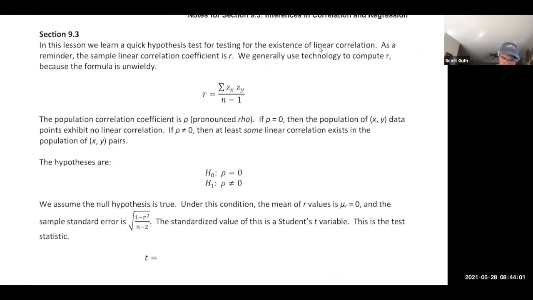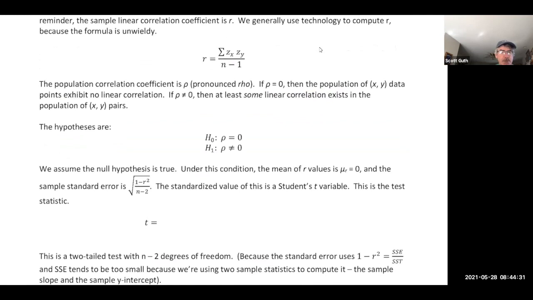Now, again, r is the sample correlation coefficient. There's a population correlation coefficient. It's called rho. That's the Greek R. Unfortunately, it looks like a P, but it's pronounced rho. If rho is 0, then the population of XY data points exhibit no linear correlation. If rho is not 0, then at least some linear correlation exists in the population of XY data pairs.